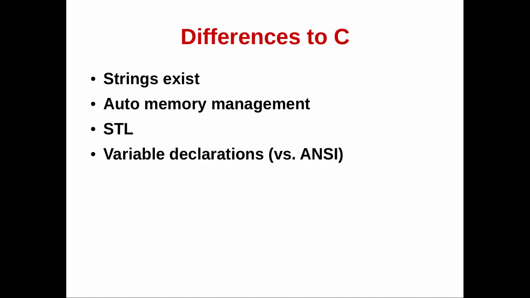Variable declarations. If you used ANSI C, your variable declarations don't need to be up top, and they can be defined in loops. Sounds like a lot of you didn't need to worry about ANSI C too much, but this is a case where you don't need to worry about it anymore.